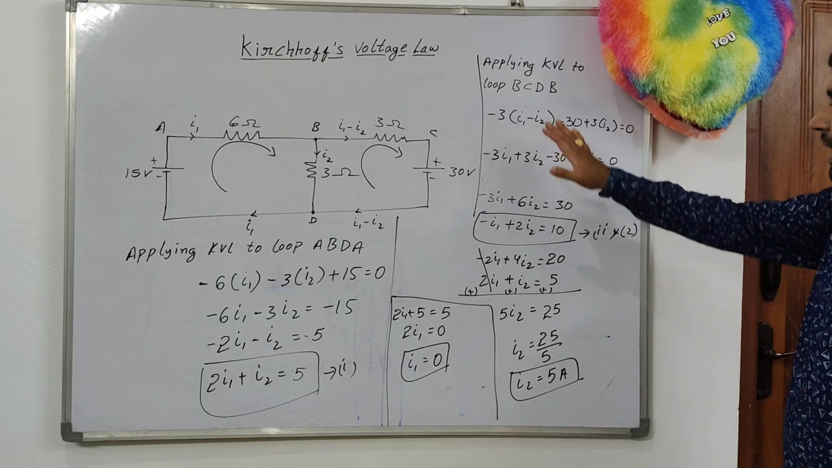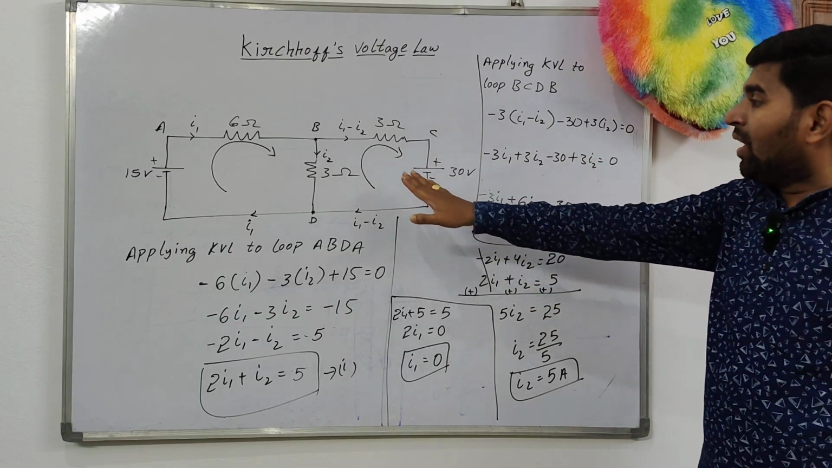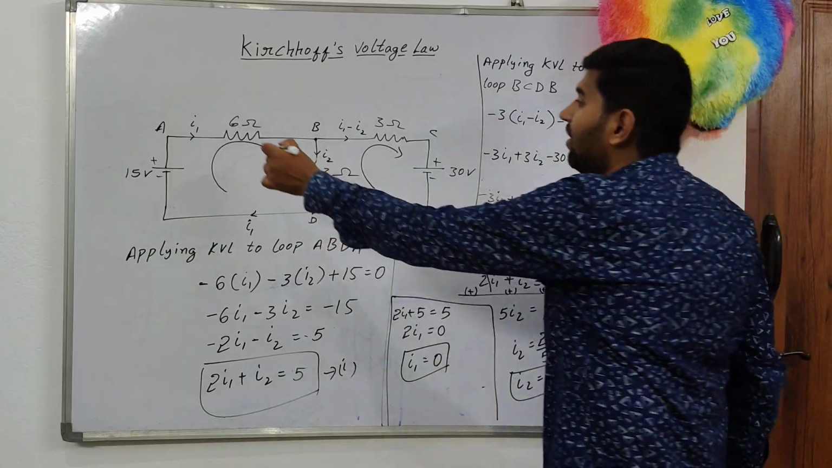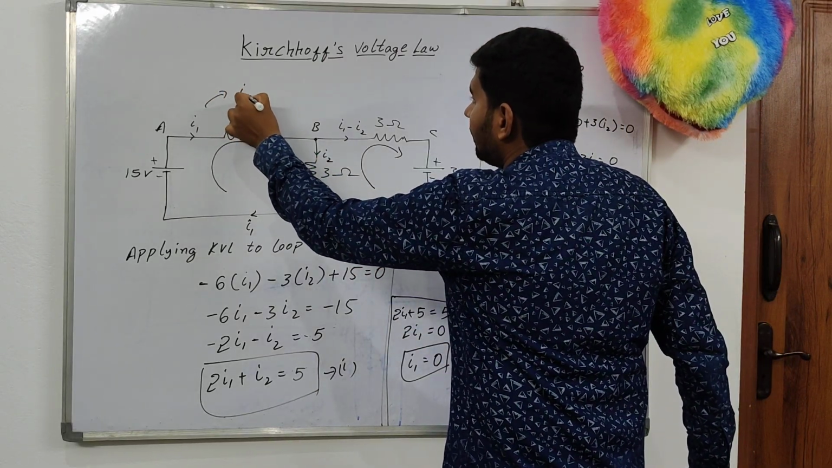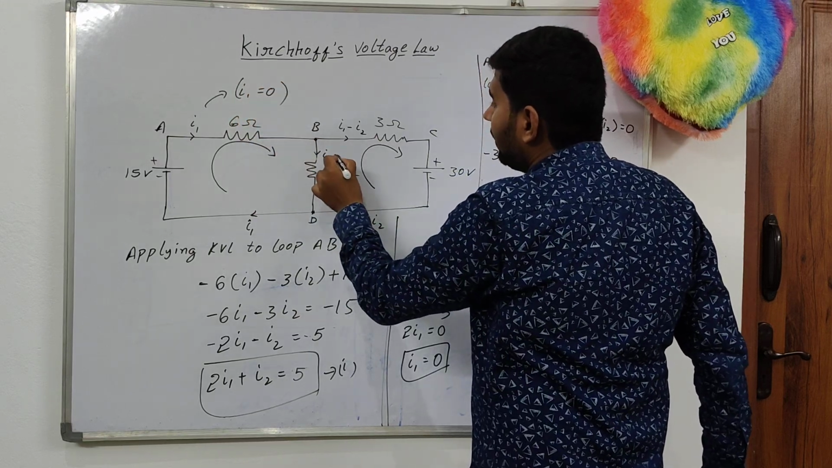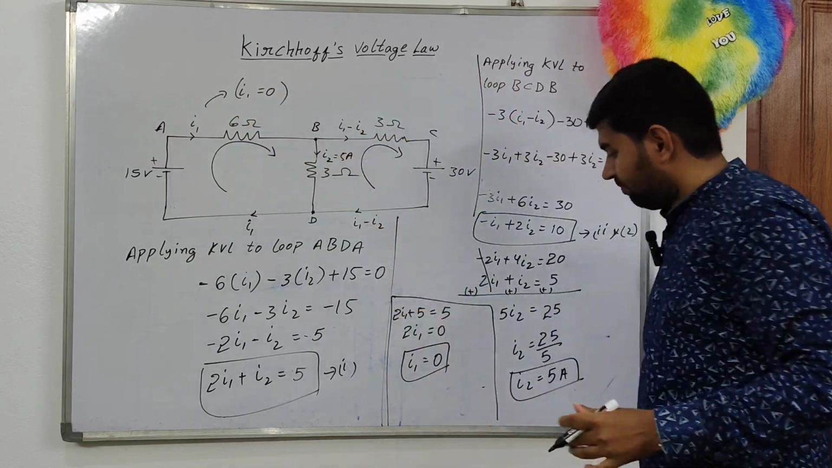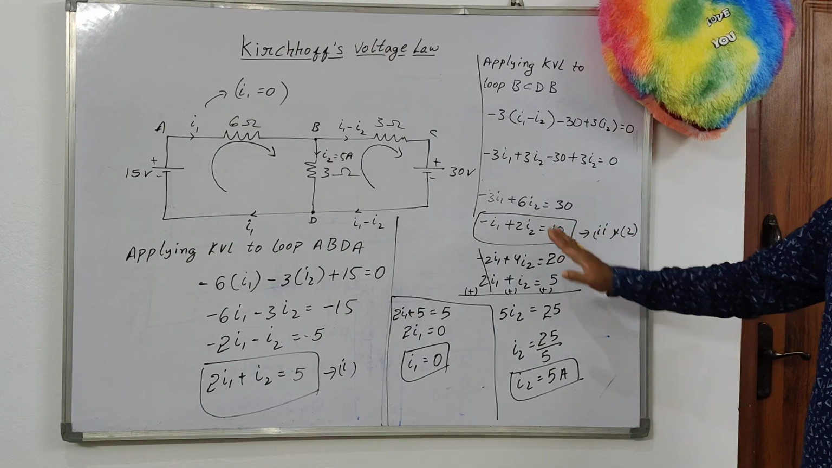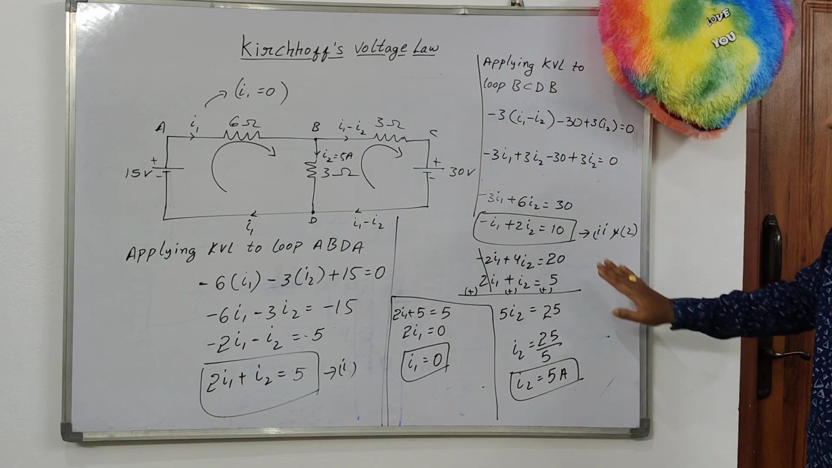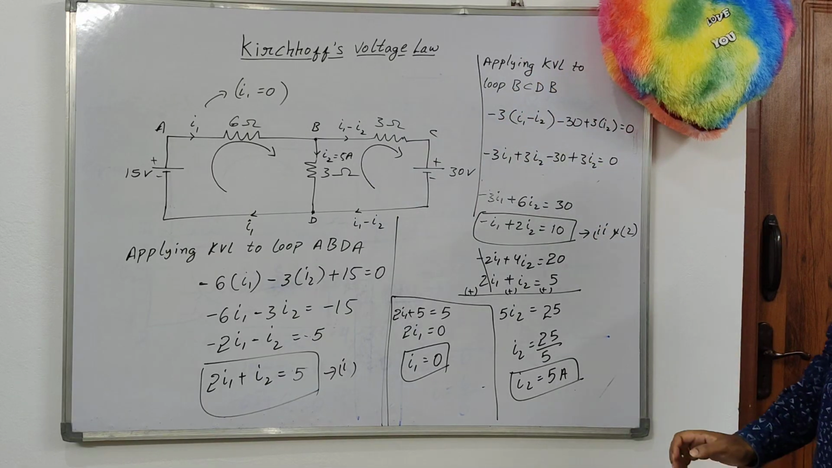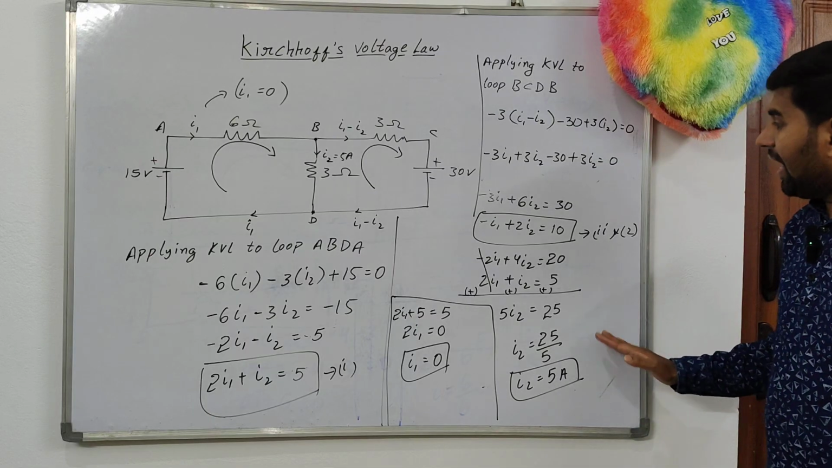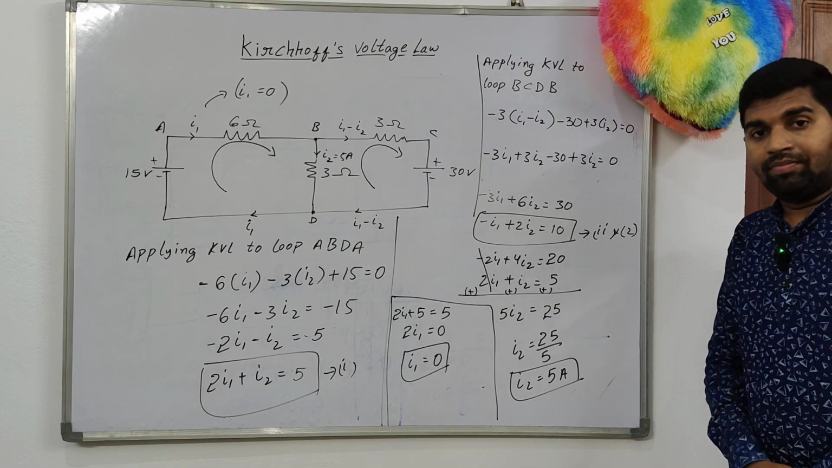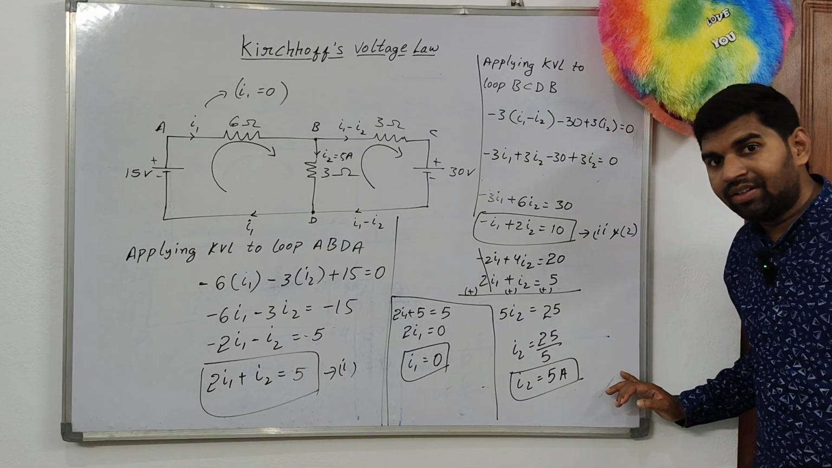Is that clear? Like this, you have to find the currents in a circuit with the help of KVL. This is just for example. Like this, you have to utilize KVL for the given circuits. By applying KVL, you can find the unknown values of current and potential difference in complex circuits. Is that clear? Thank you all of you.